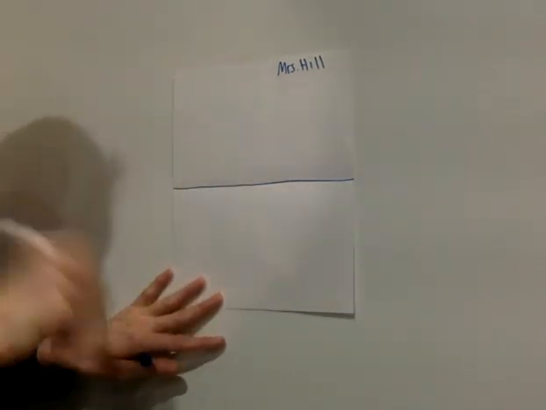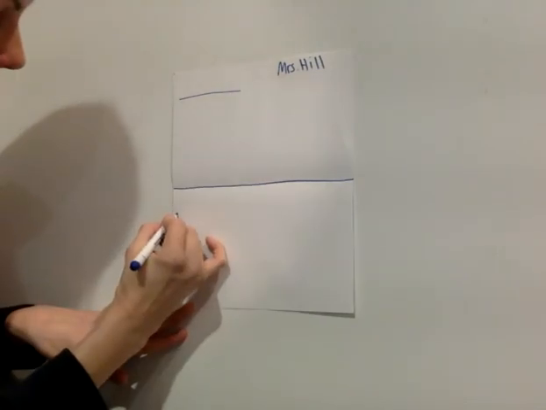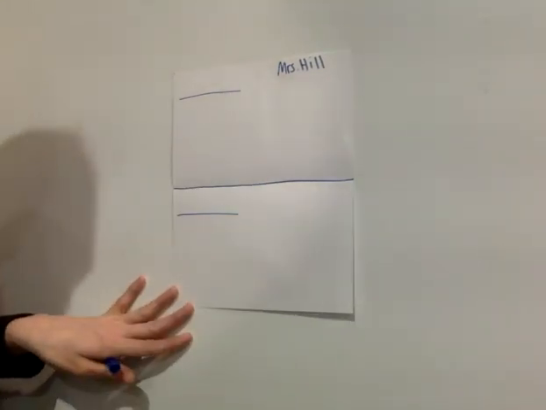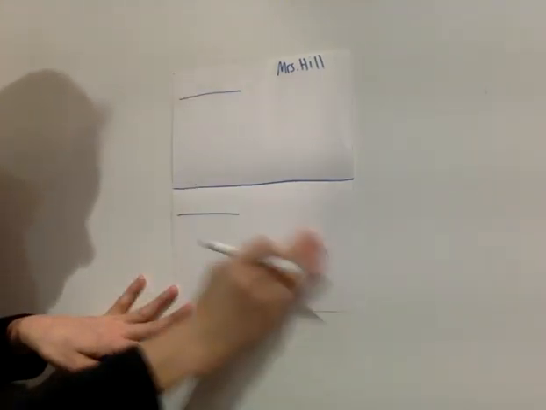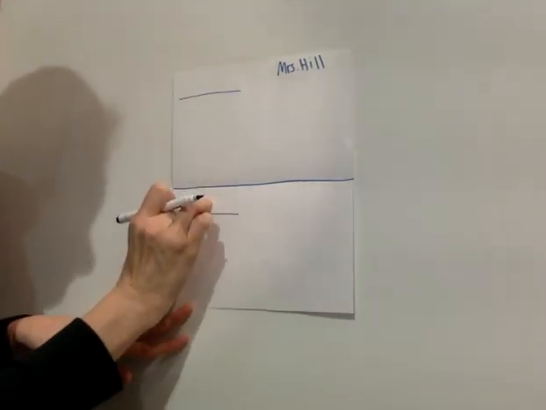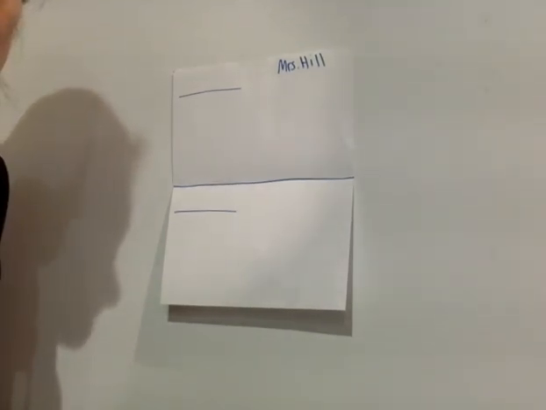And you also need to label. So maybe you want to make a little line here to label your body of water, okay? So you're going to draw a body of water, label it, draw another body of water, label it. And that is your assignment for Monday, April 20th for social studies.